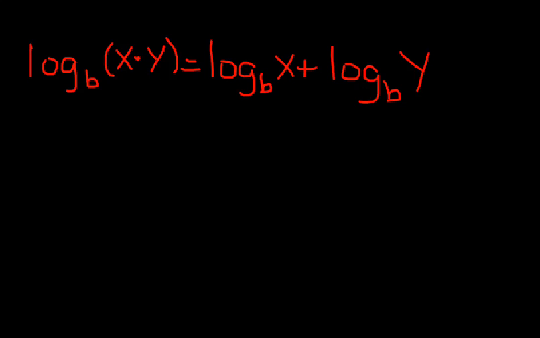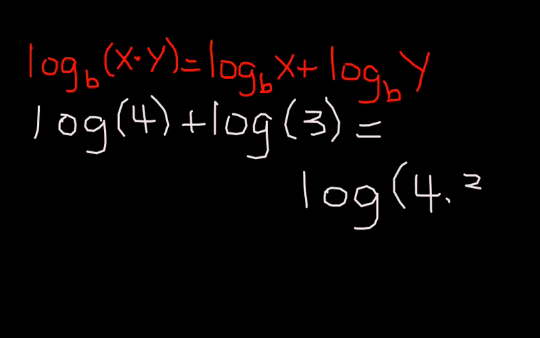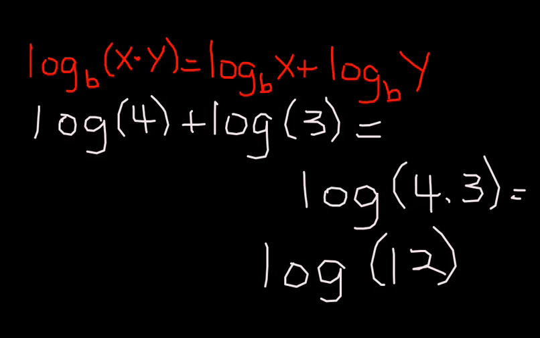For example, if I know log of 4, and remember that's a common log, if I don't write a base there, it means base 10, plus the log of 3. If I know the log of those two things, then I will be able to find also the log of 4 times 3, which of course is the log of 12. So if I know the log base 10 of 4 and the log base 10 of 3, then I also know the log base 10 of 12 because I can apply that property.